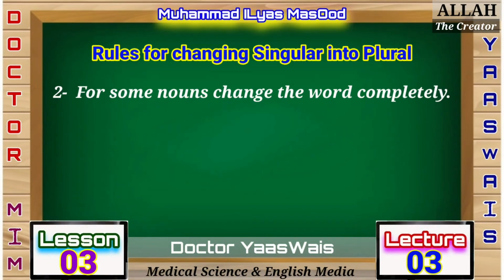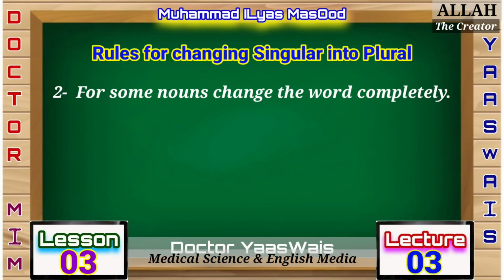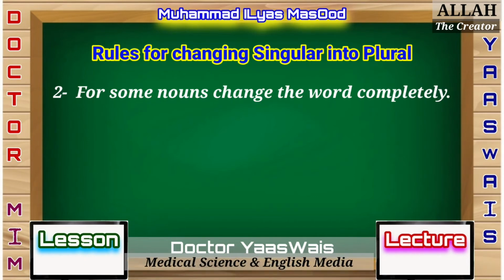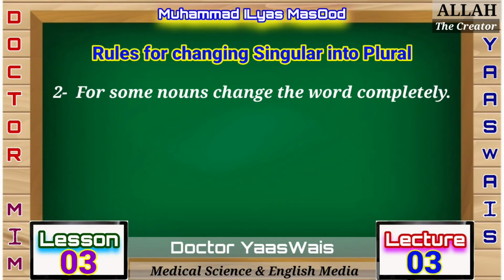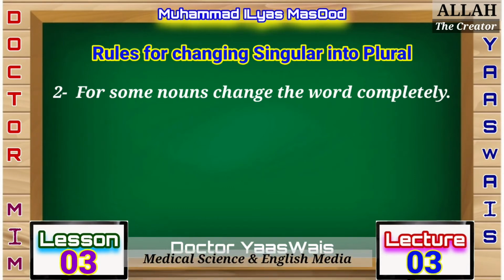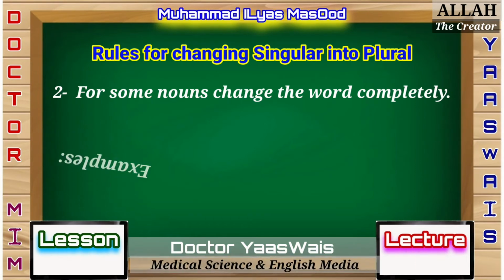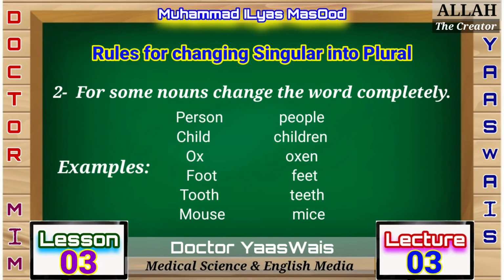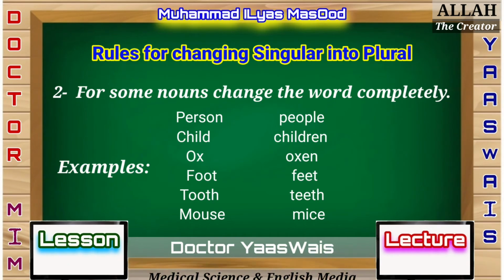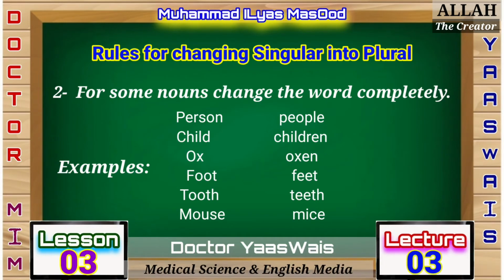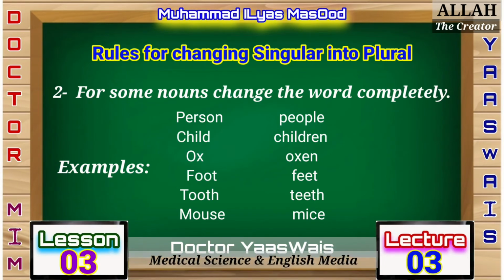2nd rule is that for some nouns, you have to change the word completely along with its pronunciation. Now, these are irregular nouns as they do not follow any rule for changing a singular noun into plural noun. For example, person is singular, its plural form is people. For child is children. For ox is oxen. For foot is feet. For tooth is teeth. And for mouse is mice.